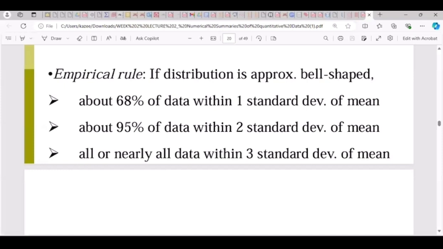95% of your data will fall within 2 standard deviations of the mean. Then nearly all data, or about 99.75% of data, will fall within 3 standard deviations of the mean. So by considering all of that, our intention is to have a way to investigate how far a particular value is from the mean.